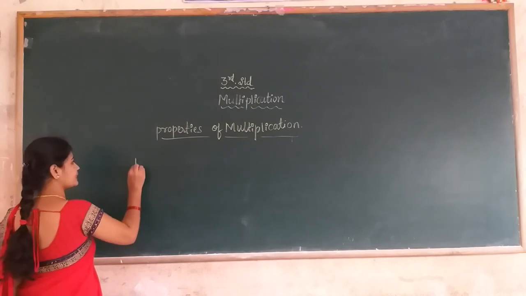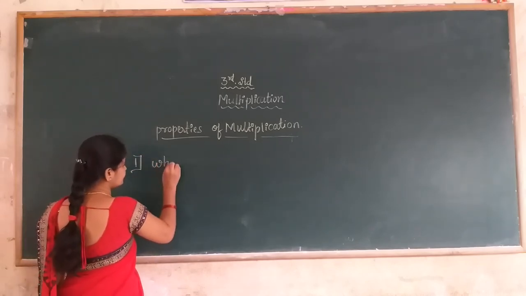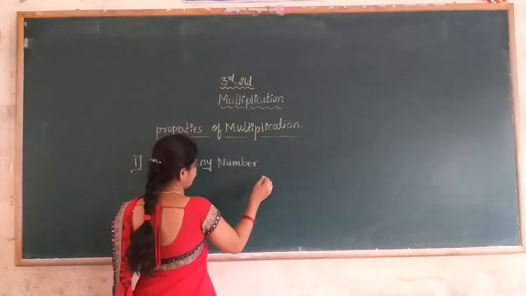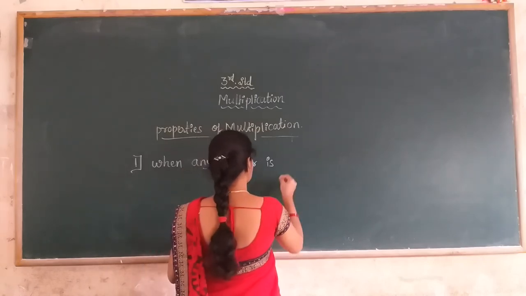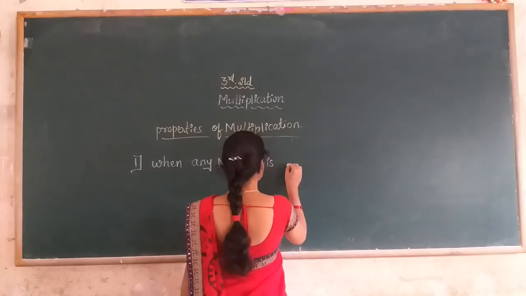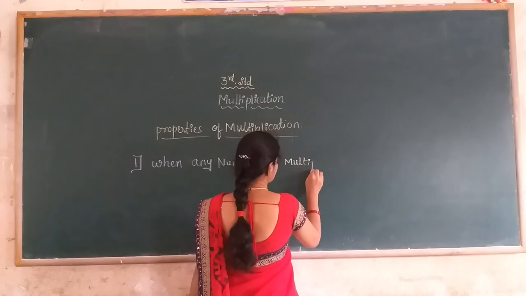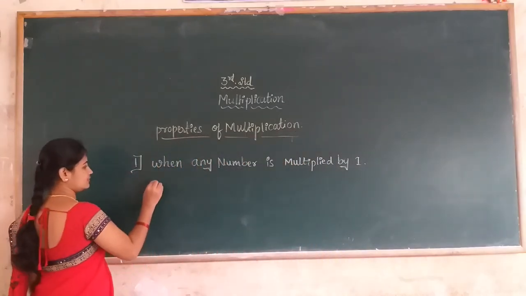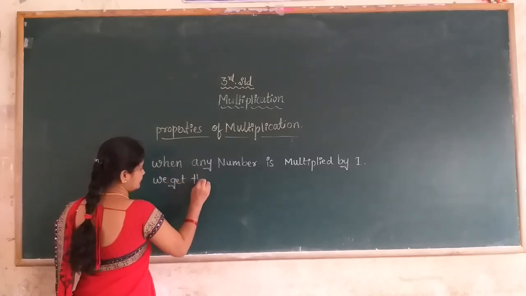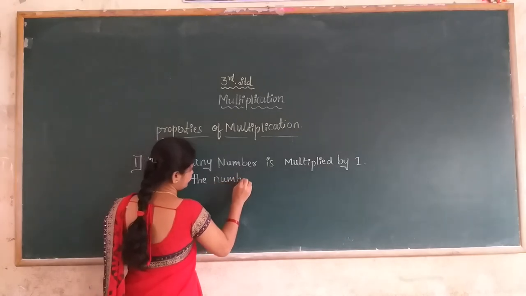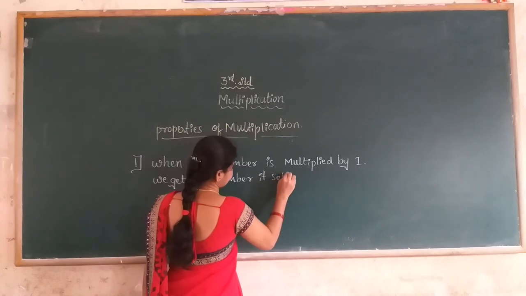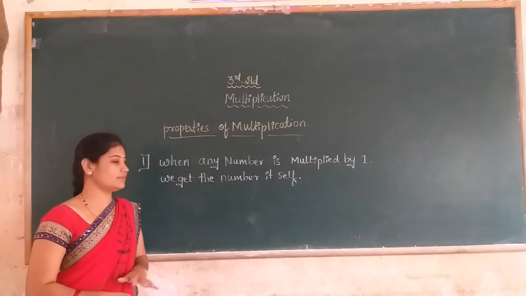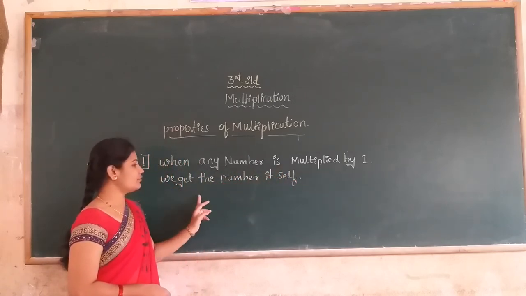First property, when any number is multiplied by 1, we get the number itself. Dear students, the properties of the multiplication, I already write the first property of the multiplication. When any number is multiplied by 1, we get the number itself.